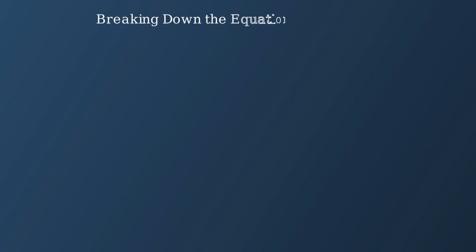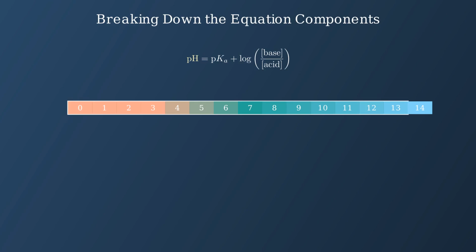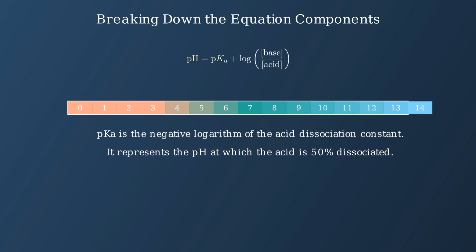Let's analyze each component of the Henderson-Hasselbalch equation. The Henderson-Hasselbalch equation relates pH to the pKa and the ratio of base to acid concentrations. pH represents the negative logarithm of hydrogen ion concentration, which measures acidity. The pH scale ranges from 0 to 14, with 7 being neutral, below 7 acidic, and above 7 basic. pKa is the negative logarithm of the acid dissociation constant. It represents the pH at which the acid is 50% dissociated.